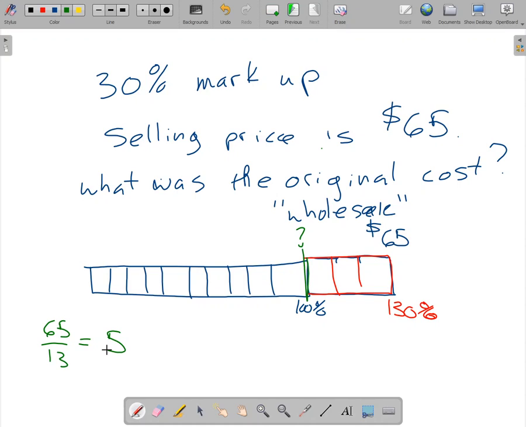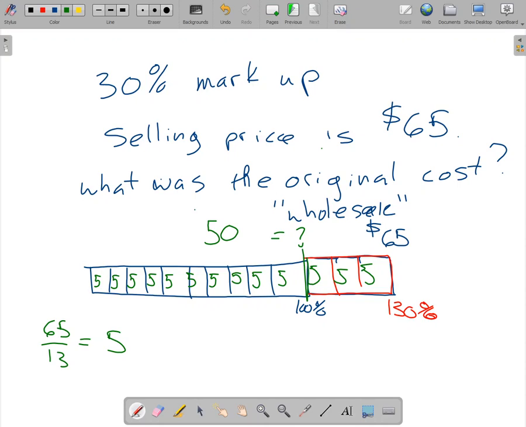I believe it goes in 5 times. What that tells me is each of these little chunks here is worth $5, because that's another way to get to 65. And so then 100% must be 10 chunks of 5, and so this is going to be $50 here.